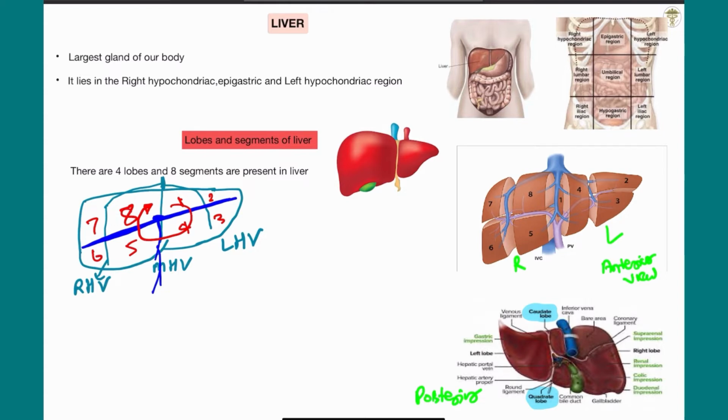I will show this in this diagram. Here is the inferior vena cava. This is the right hepatic vein. This is the middle hepatic vein. This is the left hepatic vein, and this is the portal vein. This divides the liver into the 8 segments.